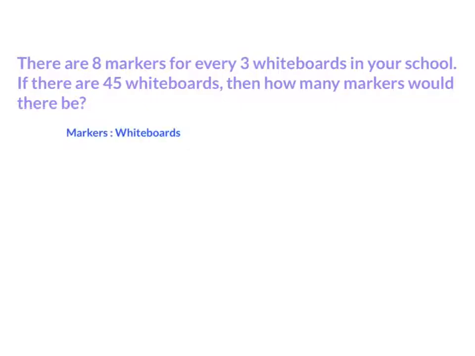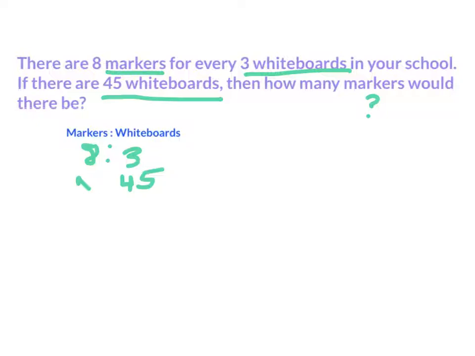So the first thing we write down are the two things we're comparing, and we're comparing markers to whiteboards, and then we fill in the ratio underneath. So there are 8 markers for every 3 whiteboards. Then the question is telling you that there are 45 whiteboards. So where would you put 45? Under whiteboards. And they're asking how many markers would there be? So that's your unknown. So that's where we put either a question mark or an X.